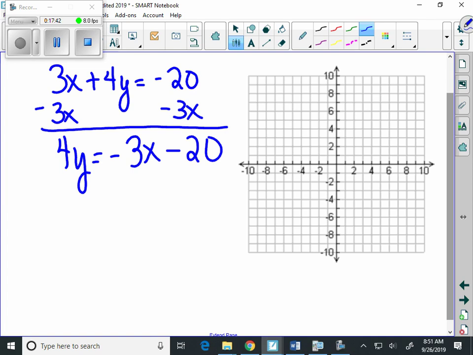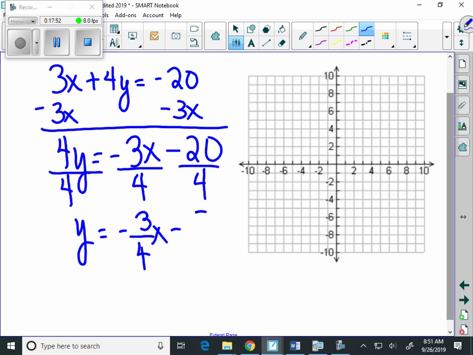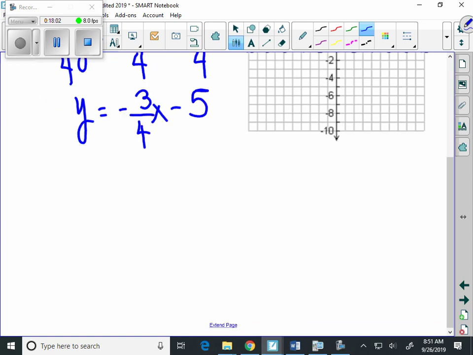Solving for y, 4 times y, we're going to undo by dividing. We get y equals negative 3/4 x plus 5. And once we put it in slope-intercept form, we need to identify what is the slope of this line. The slope of this line is the number in front of x when we solve for y, and the y-intercept is negative 5, which is (0, -5).